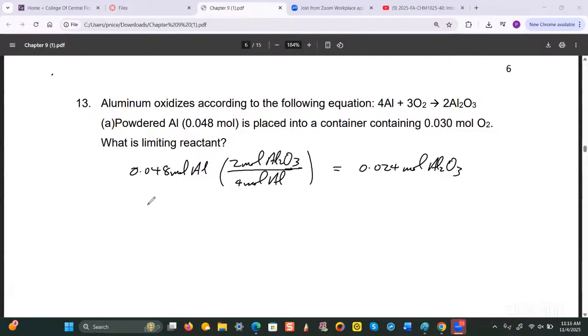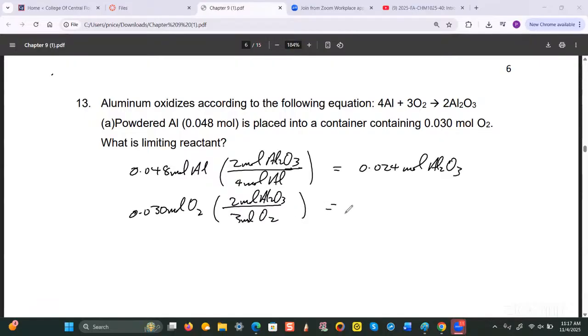What's the next step? Again, look at the example that we did earlier. You do the same thing with the moles of oxygen. So we start off with 0.030 moles of oxygen. And what do we do with that? What do we multiply that by? What goes up top? You put 2 moles of aluminum oxide above, and then 3 moles of O2 below.